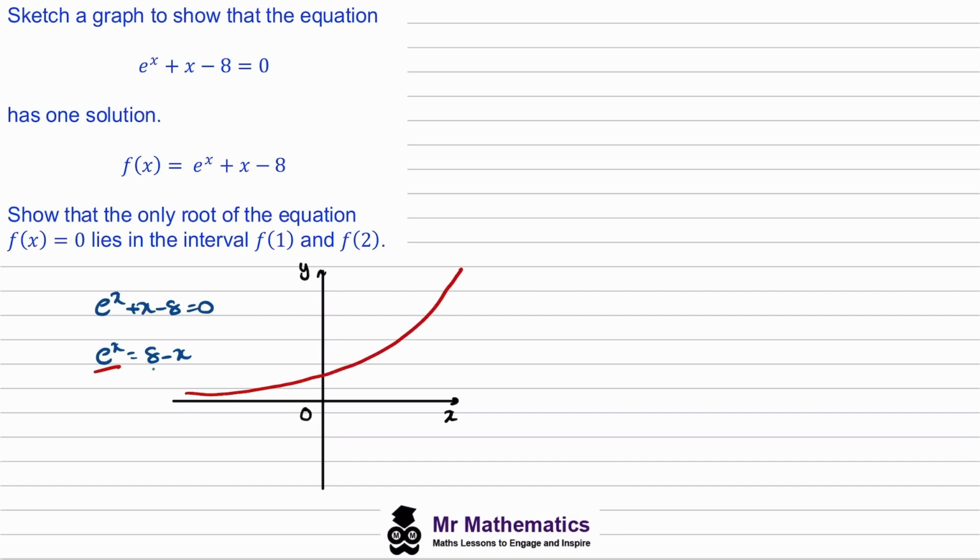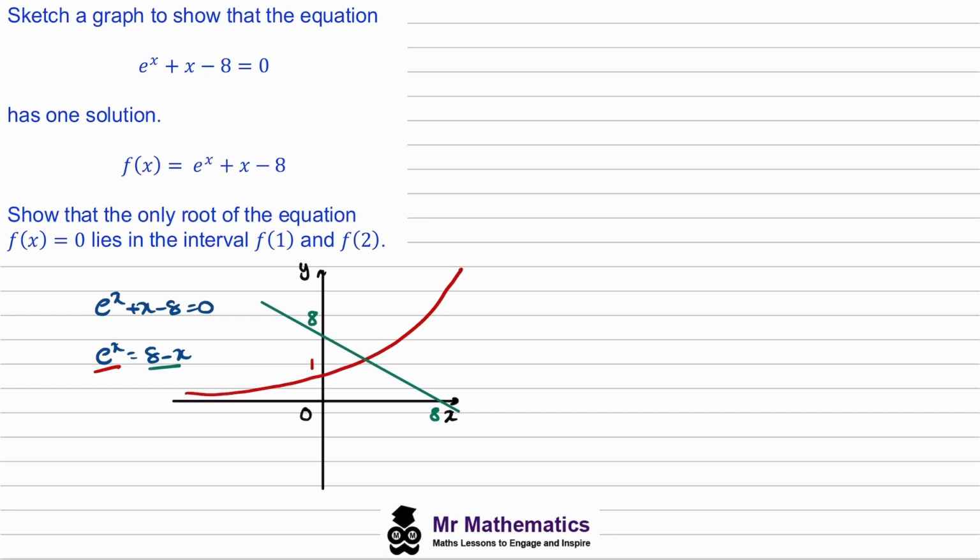And if I sketch 8 minus x in green, that will look something like this. We know the y-intercept for e to the x is 1, and for 8 minus x, we have 8. And the x value will also be 8 as well. So we know there's only one solution to this equation because the two graphs only intersect at one point.